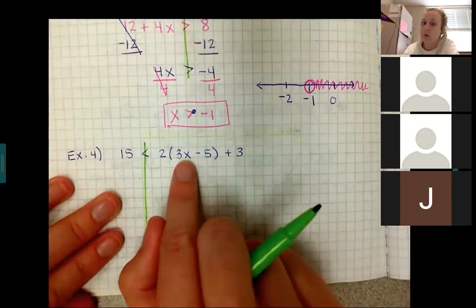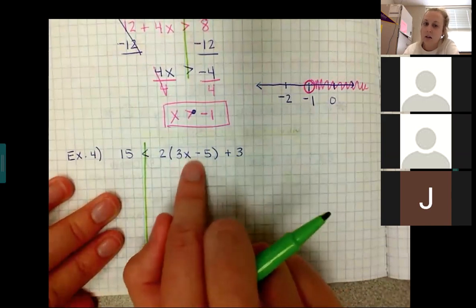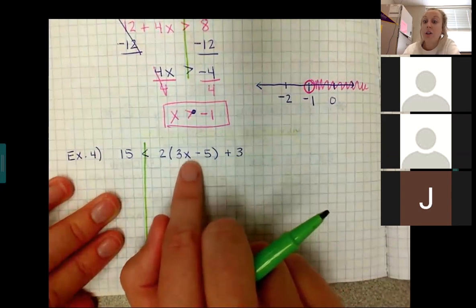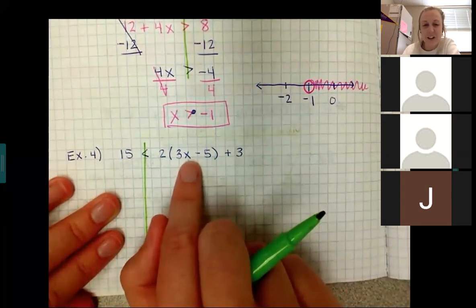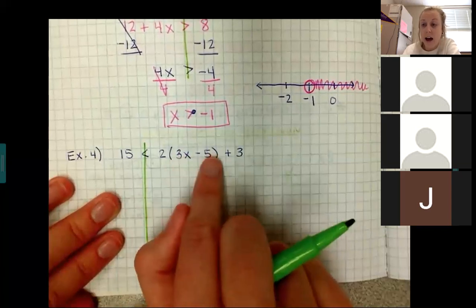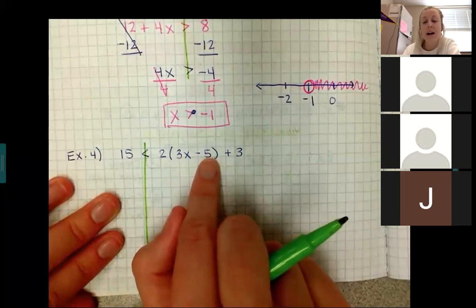Let's talk about it. You can't do 3x minus 5. Can somebody tell me why? Because it has the exponent in it. I mean, variable. Good, very good. Good vocab. 3x has an x. Does 5 have an x? No.